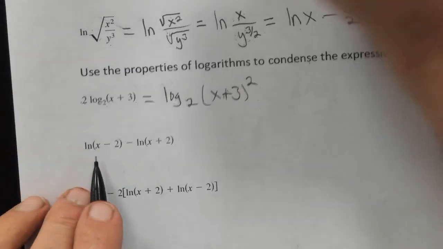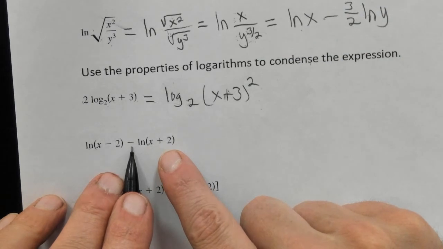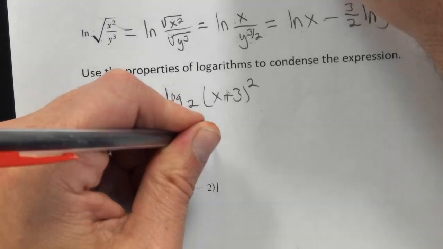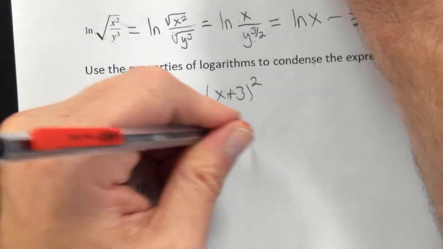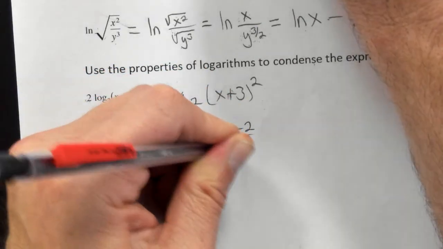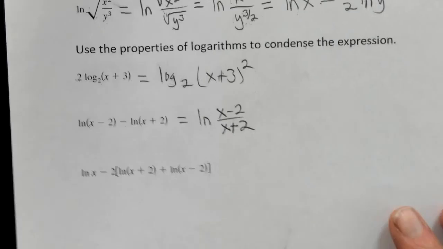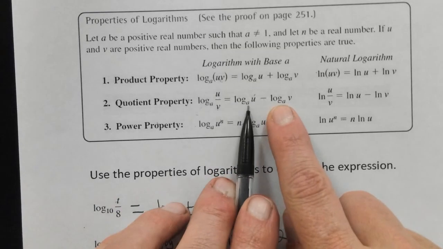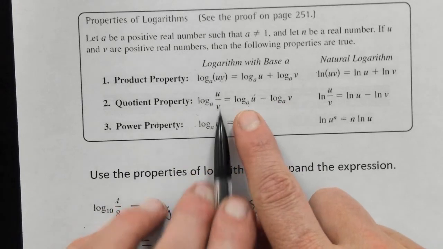Let's see. What about the next one? Okay. That's the natural log of a difference, remember? And so that can be written as 1 natural log. It can be written as 1 quotient, x minus 2 over x plus 2. And we're done with that one. And so again, it's just kind of using this quotient property backwards. It is a difference. We can just write it as a quotient.